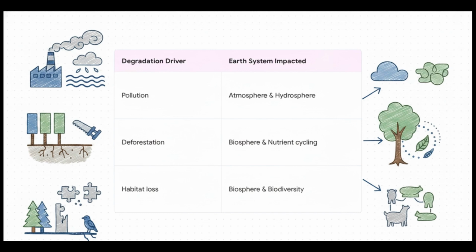Tracking deforestation gives us highly precise data on nutrient cycling, and measuring habitat loss gives us the direct math on biodiversity. Data analysis is basically our ultimate diagnostic tool. It links the problem directly back to those foundational systems we mapped out at the very start.